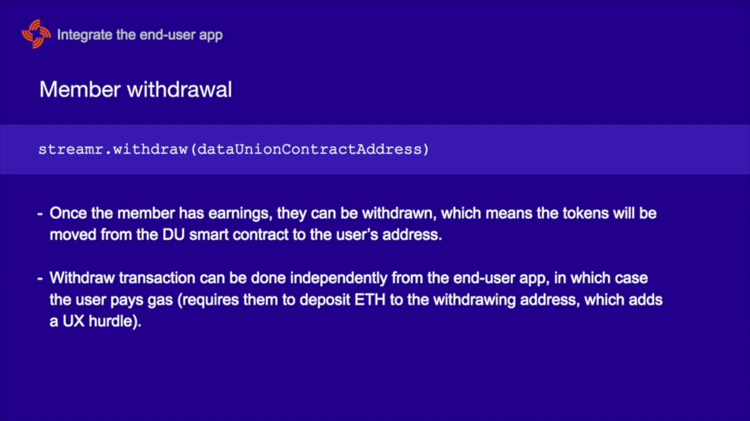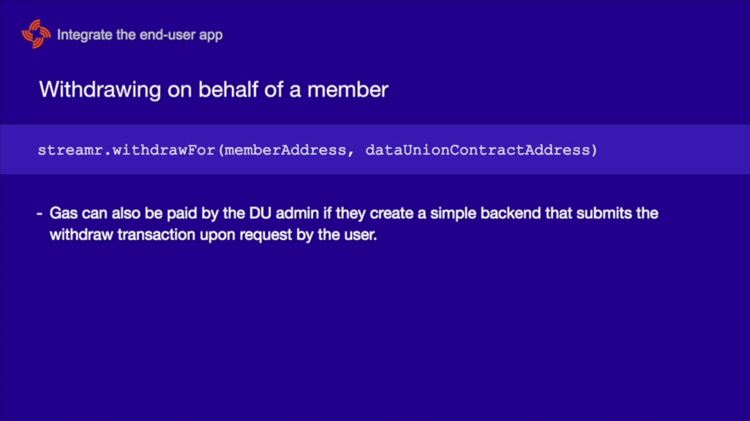Members accumulate earnings for as long as they want, and they can withdraw them from the smart contract at any time. The tricky bit is that the withdrawal, of course, requires a mainnet transaction. So the user needs to have ETH in their address to pay gas, which is tricky from a UX point of view. Now, for better usability, there's another function that allows the data union admin to sponsor the withdrawal by paying for the gas. They might cover it from the admin fee, for example.